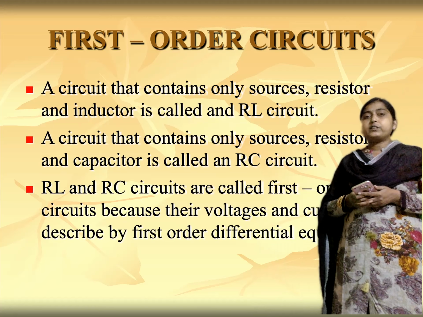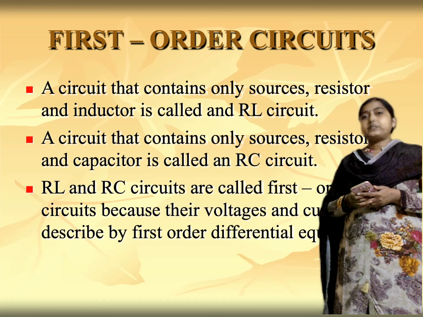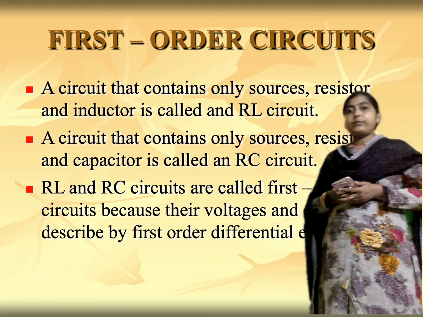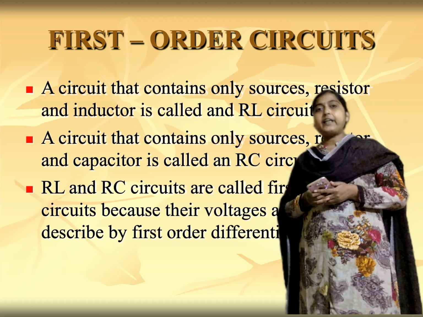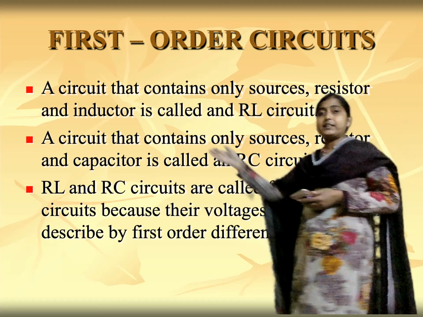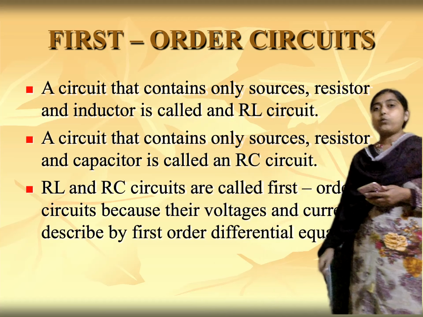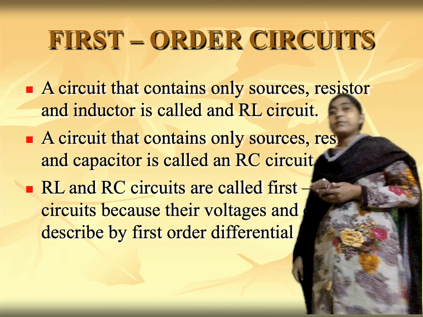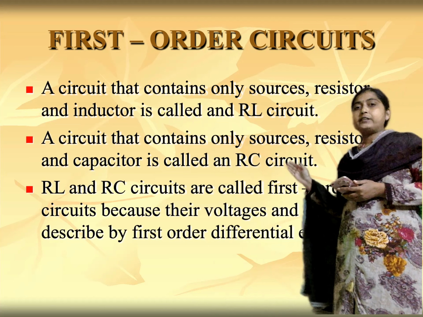In first order circuits, a circuit that contains only sources, a resistor and an inductor is called an RL circuit. Sources can be a voltage source or a current source. Similarly, a circuit which contains only sources, a resistor and a capacitor is called an RC circuit.